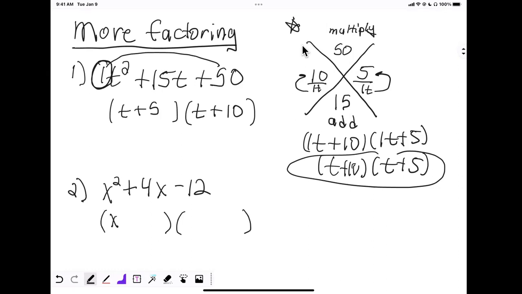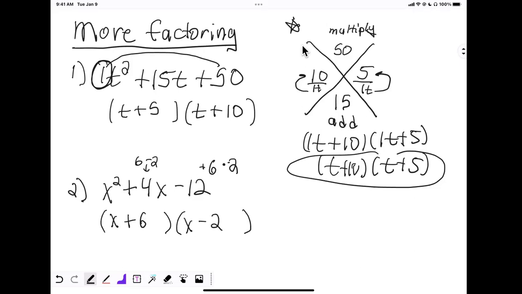I would do x and x because x times x is x squared. I need 2 numbers that multiply to be negative 12, and add up to be positive 4. Well, the first thing that comes to mind is 6 times 2. 6 times 2 is 12. To add them and get a 4, I need a positive 4, which means my 6 has to be positive and my 2 has to be negative. So 6 times negative 2 is negative 12, but 6 minus 2 is 4. So it would be x plus 6, x minus 2.